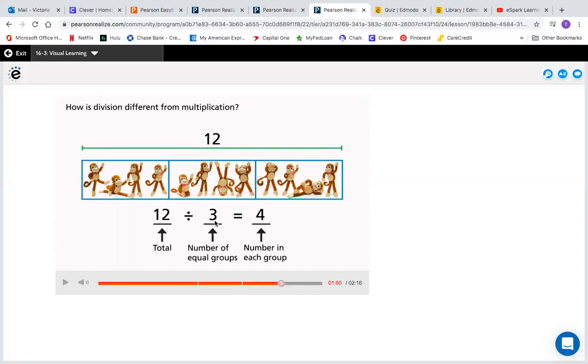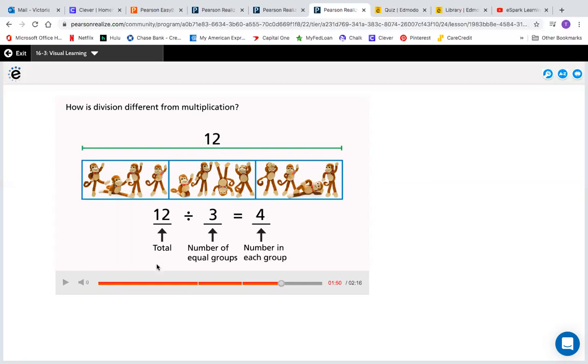So there were 3 people. There is 1, 2, 3 groups, 3 squares, 3 circles I'm passing it out to. And the answer is the number in each group. In this group, there was 4. In this group, there was 4. And in this group, there was 4, which means that my answer is 4. It is the number in each group.